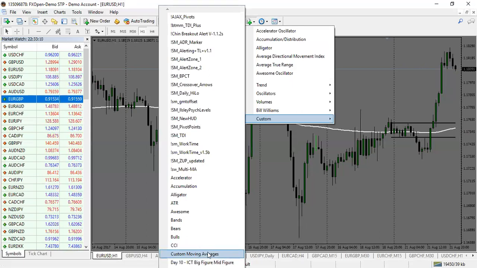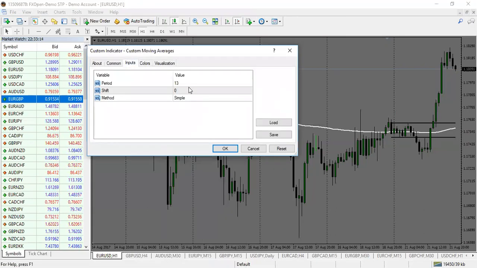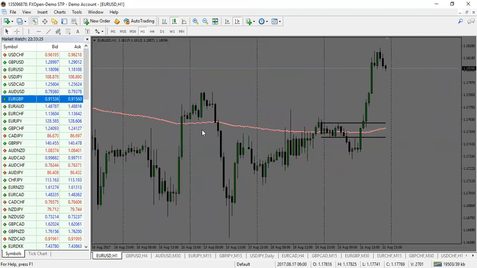Right, and then you go to custom moving averages. Just click OK, and then you input the period. So the 2 periods that you're going to be using is 200. So you type 200, you change it from simple to exponential, and you just click OK. All right, so there you have your 200 EMA.